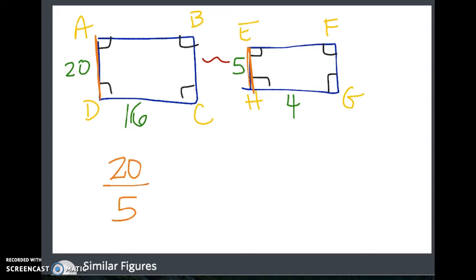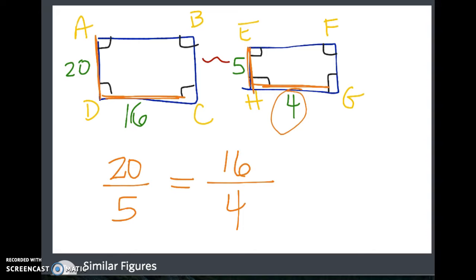Now, if these are similar figures, that should be equal to the ratio of the other sides that match up, like DC to HG. So I'm going to put DC. I started with the big one, so I'm going to start with the big one again. It matches up with HG, which is 4. Now I want to test, are these equal? One way to test that, I'll show you one way to do it, is you just want to see, are these equivalent? Do these equal each other? I can look going across or up and down. It looks easier to go up and down.